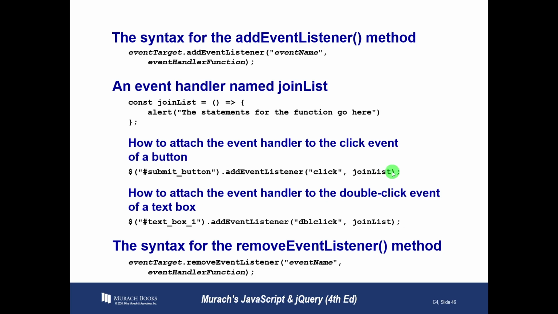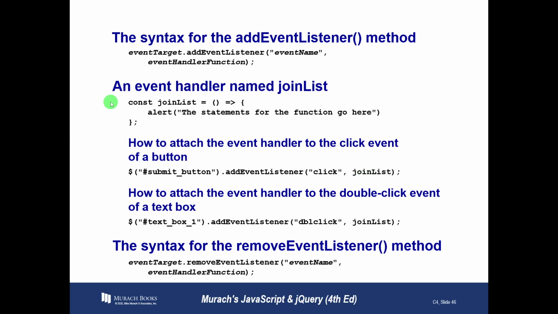Now notice we don't have parentheses after joinList. We don't have an open and close parentheses because we're not calling the function here. We're just attaching the event listener to this item and naming the function that we want to be attached to that event. If we actually put the parentheses there, it would automatically run the joinList function. We don't want that. So we put the name of the function without parentheses as the second item of the addEventListener method.